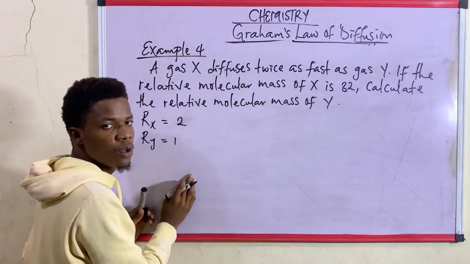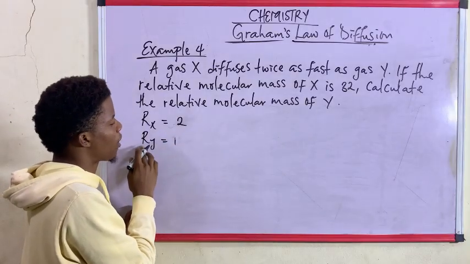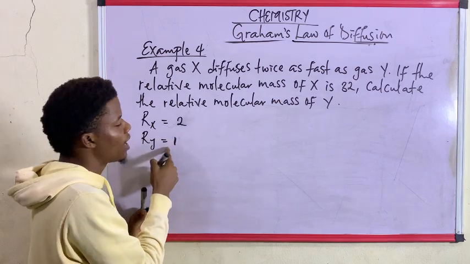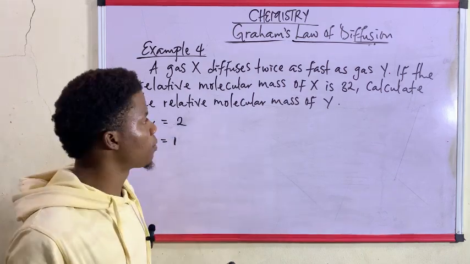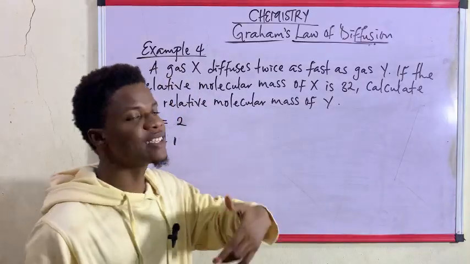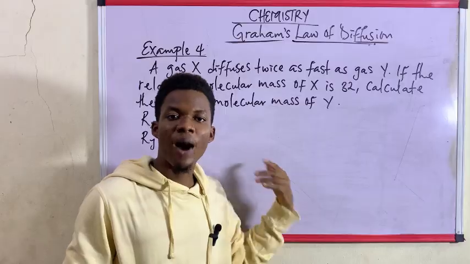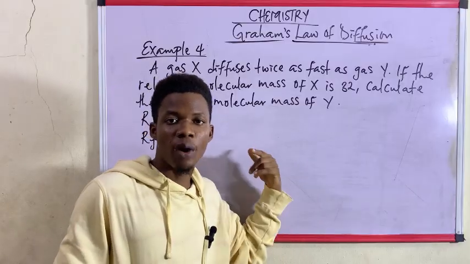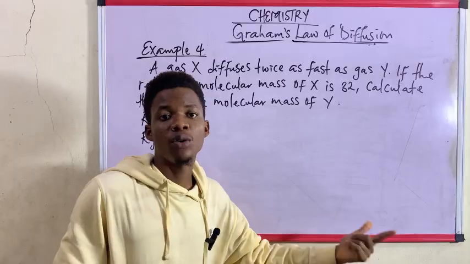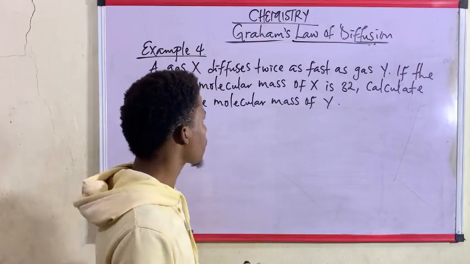2. So we can either use 4 for our rate X and 2 for our rate Y, or we use 2 for our rate Y and use 4 for our rate X. But one thing you just need to pay attention to is the fact that X diffuses twice as fast as Y. So whatever you have in Y, times it by 2, and that gives you your X. So your X is times 2 of Y.